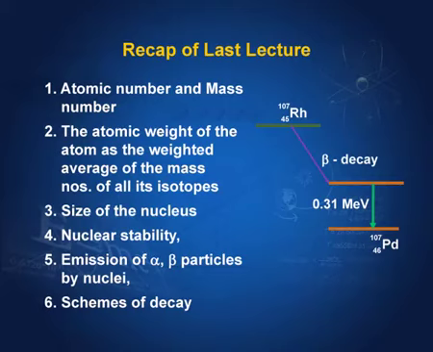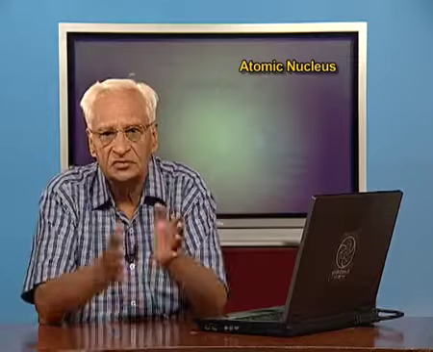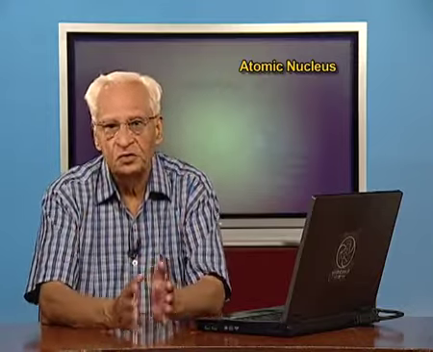For example, here rhodium 107 decays by emitting a beta particle and leaves the daughter nucleus in an excited state, and then the nucleus comes down to the ground state by emitting a gamma particle. So, this is what we did last time. Today we discuss the stability of the nucleus. We shall now quantify the stability of the nucleus.